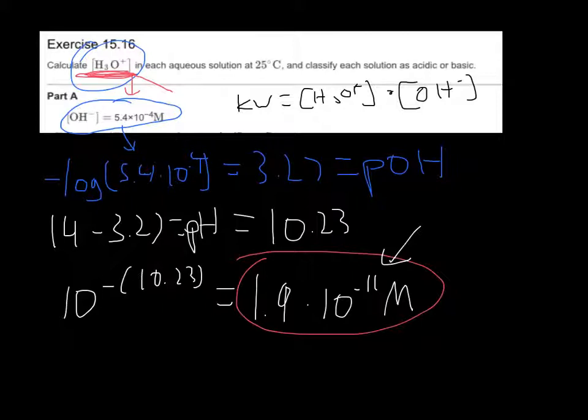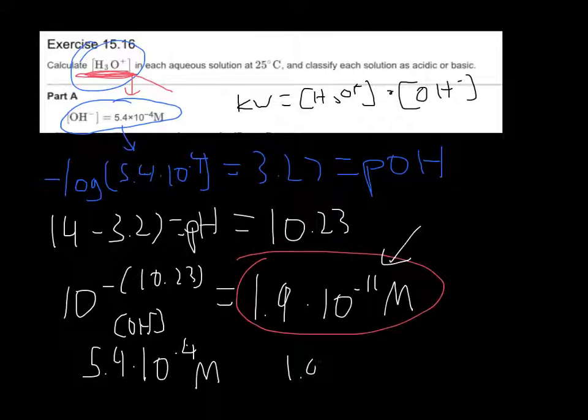And now you have to determine whether it's basic or acidic. The way I solve for this is I just write both concentrations down. You've got 5.4 times 10 to the minus 4 molarity, and that is OH-. Then I write this concentration down, 1.9 times 10 to the minus 11 molarity, and that is H+. Now, which one is greater, the OH or the H+ concentration? Obviously, it's going to be the OH concentration, so we can classify this solution as basic.